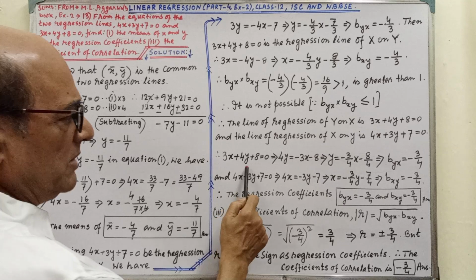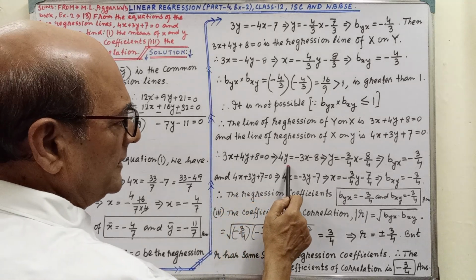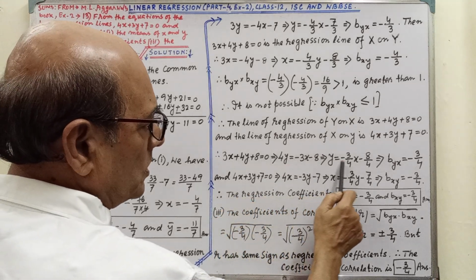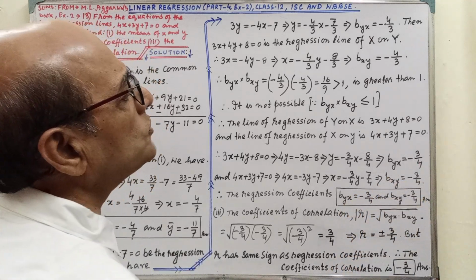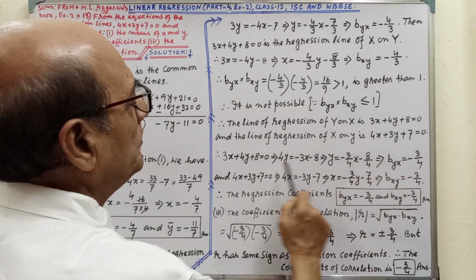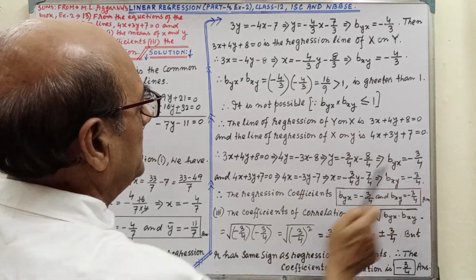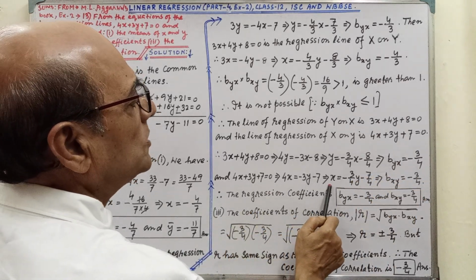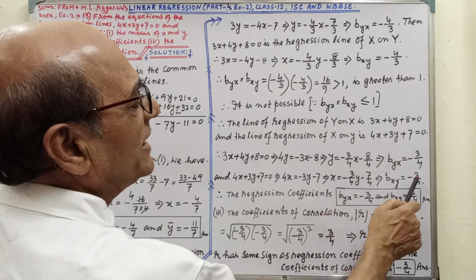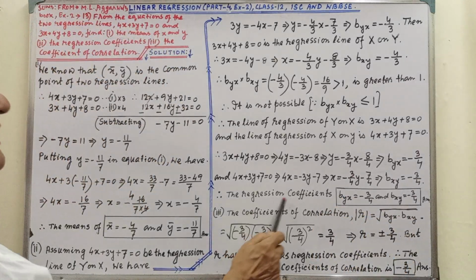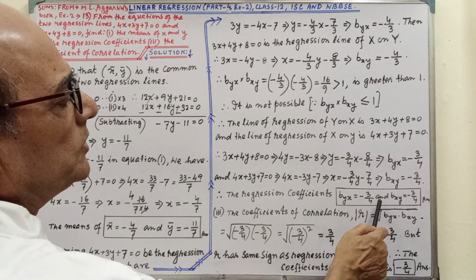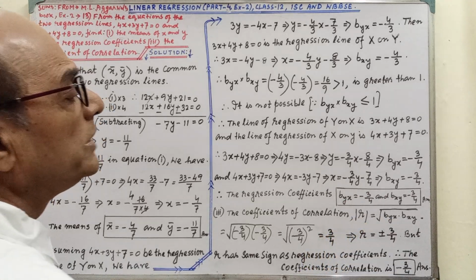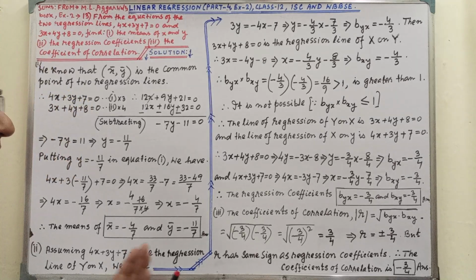Now by simplifying, we are getting the coefficient of regression from this line as minus 3 by 4, and from this line we are also getting the same, minus 3 by 4. Therefore, the regression coefficient byx equal to minus 3 by 4 and bxy also equal to minus 3 by 4. I think it is clear.